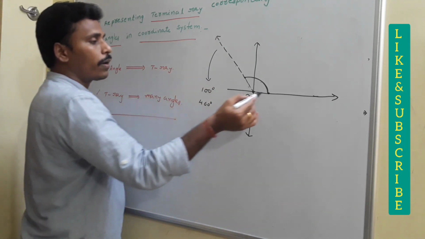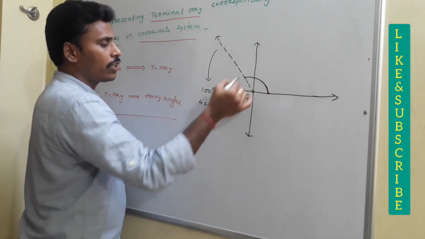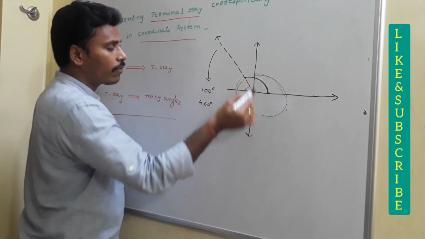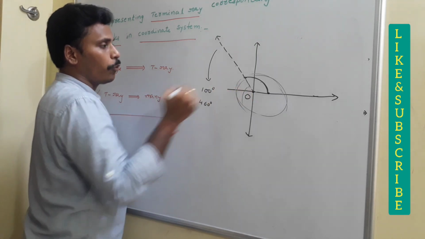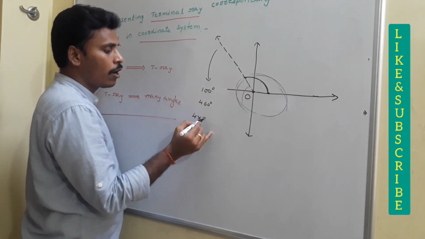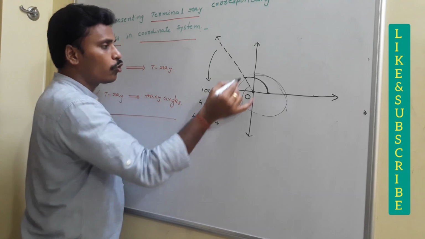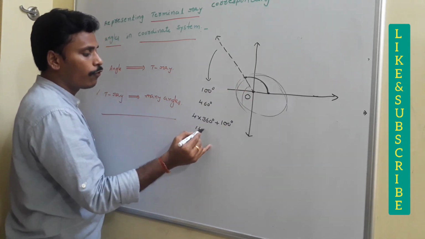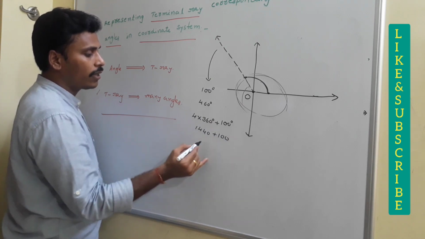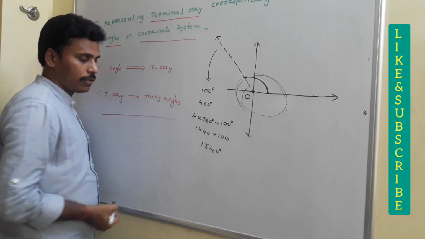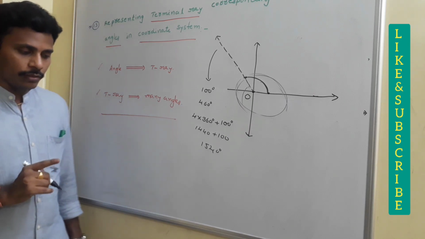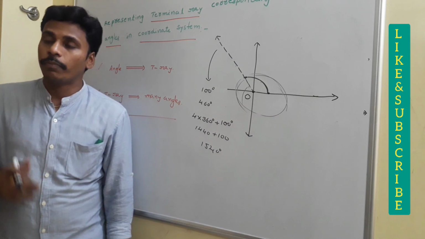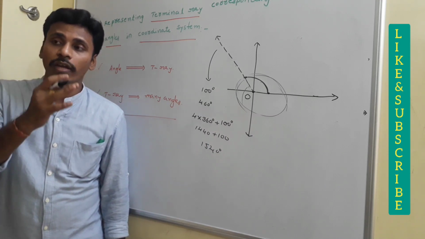Suppose one person runs like this for 4 times. After 4 rotations, he stops at this position. After 4 rotations means 4 into 360, and again to stop here he needs to move an angle of 100 degrees, and this summation gives us 1440 plus 100, which equals 1540 degrees. See, if you neglect the rotation, then one terminal ray will give us many angles as per the person. It depends upon the person who is looking at the terminal ray.